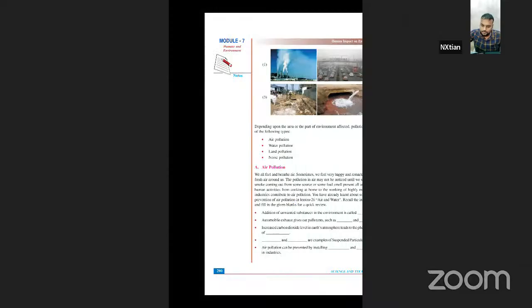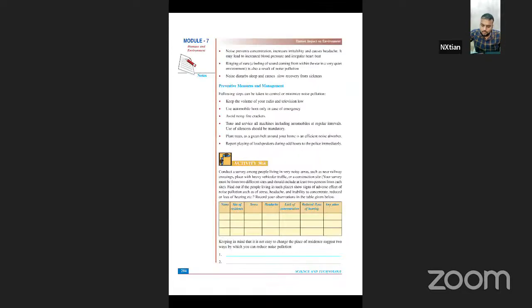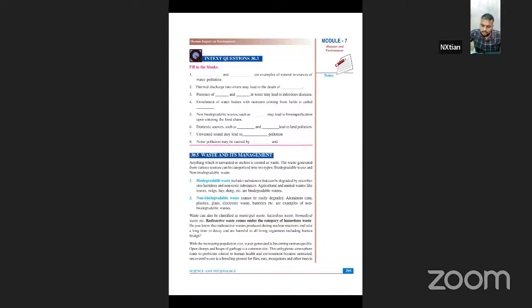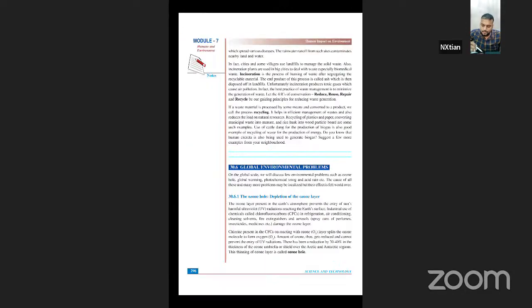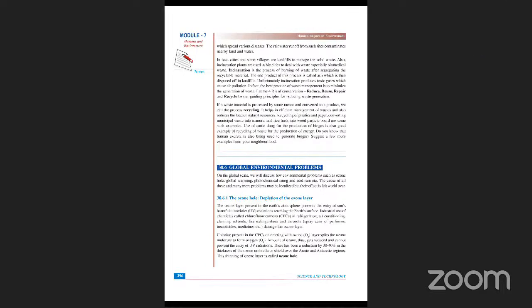Okay, we did till biomagnification, noise pollution is also done. Now today we'll learn about the ozone layer. Basically, there are two types of ozone found in our atmosphere. First is good ozone and the second one is bad ozone.